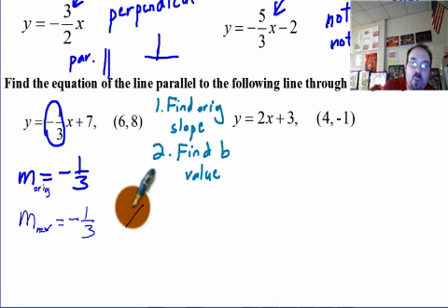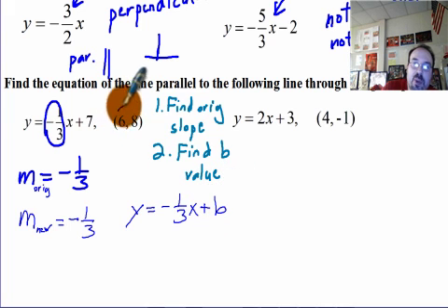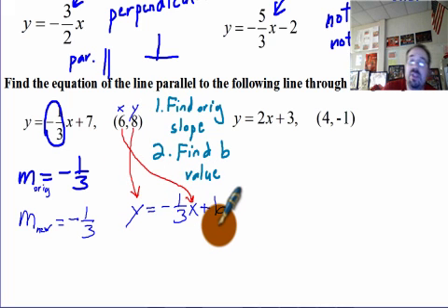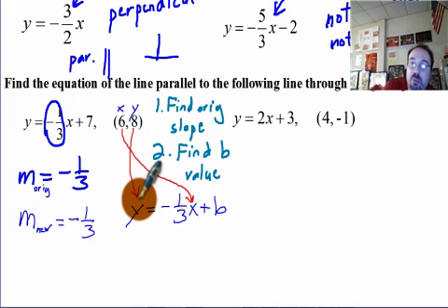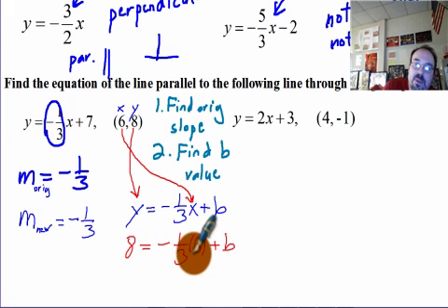I'm going to write that down, y equals -1/3 x plus b, and then find the new b value. Whatever b value I have has to cause this line to go through the point (6, 8). So if I plug the 6 in for x and the 8 in for y, I can figure out what b has to be. We've done things like that before, where we've had the slope and had to find b. So I have 8 equals -1/3 times 6 plus b.